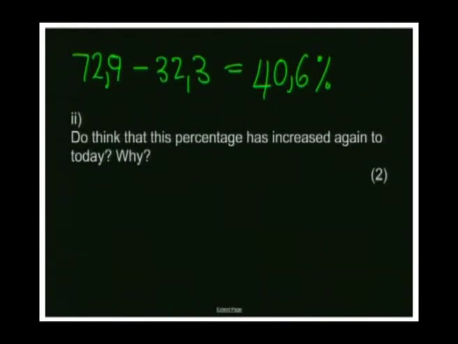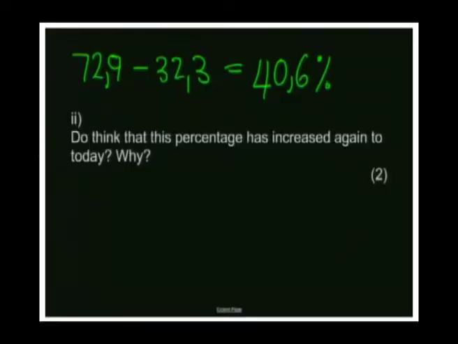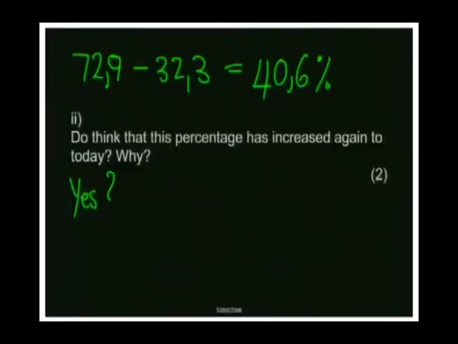Now our next question requires a little bit of thinking. Do you think that this percentage has increased again today? Why? Yes, I think so. Why? You could say something like cell phones are becoming cheaper and now everybody can afford them. You could say something like, I see almost everyone with a cell phone. Or you could say, so many people are getting new cell phones that they're passing their old cell phones on to their friends. This means that everyone can have a cell phone.